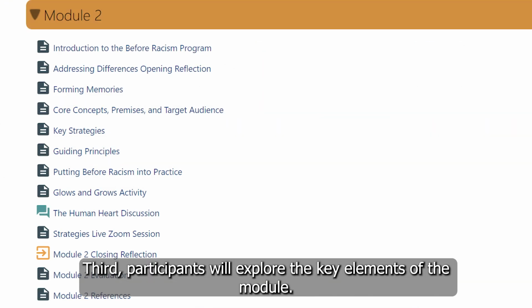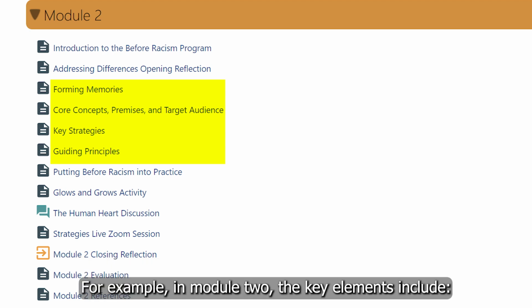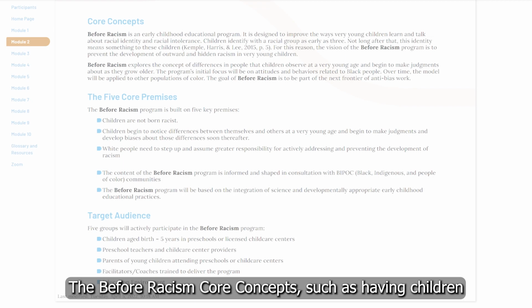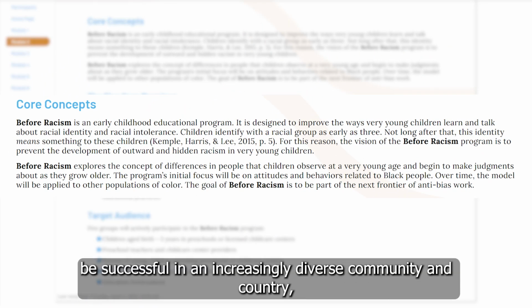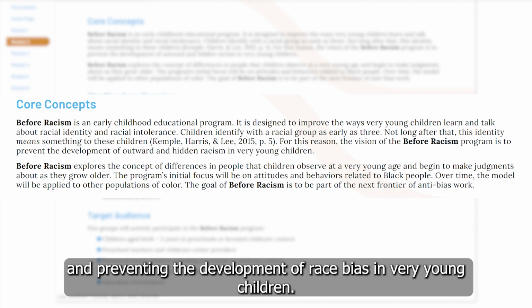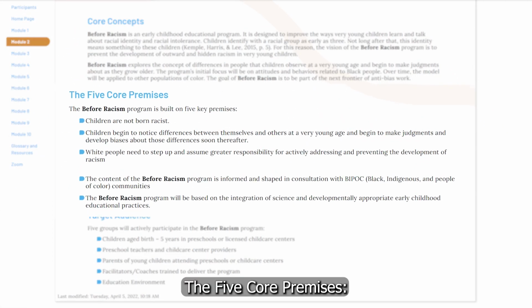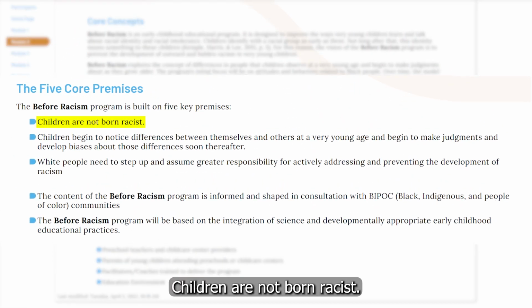Third, participants will explore the key elements of the module. For example, in Module 2, the key elements include the Before Racism core concepts, such as having children be successful in an increasingly diverse community and country, and preventing the development of race bias in very young children. The 5 core premises. Children are not born racist.